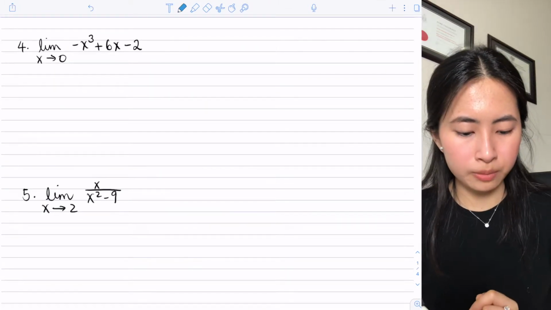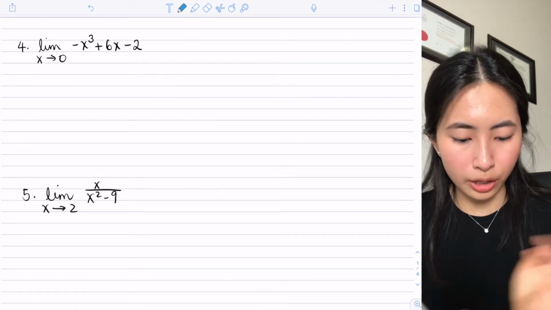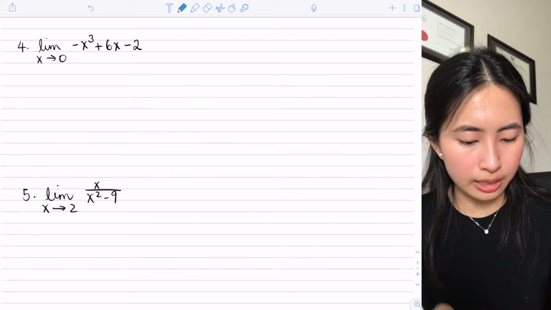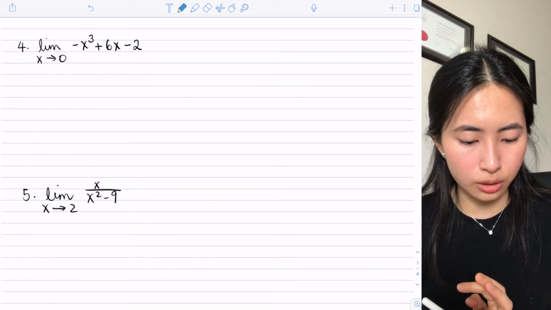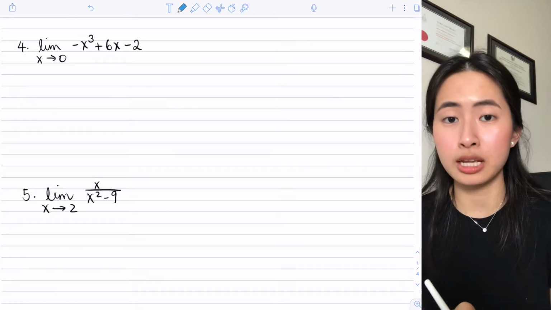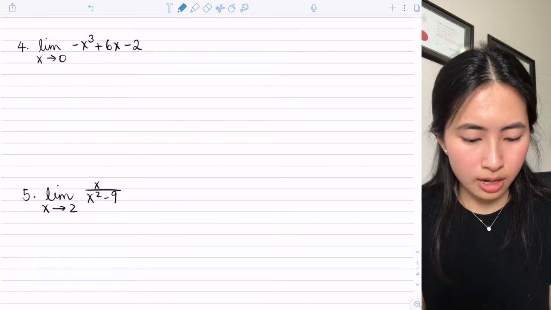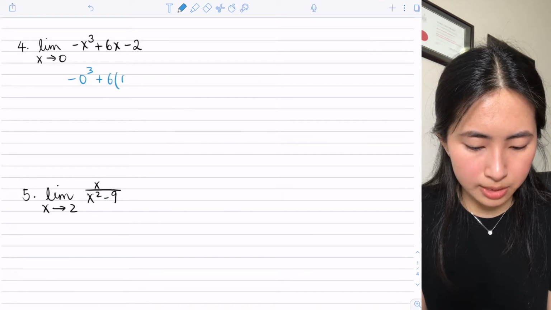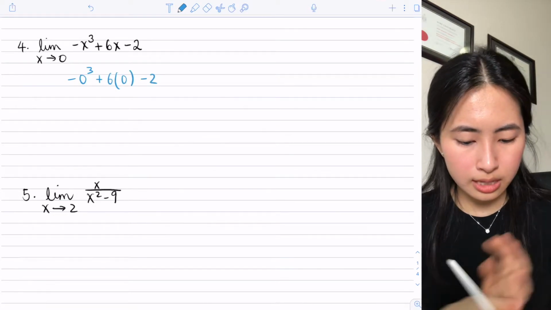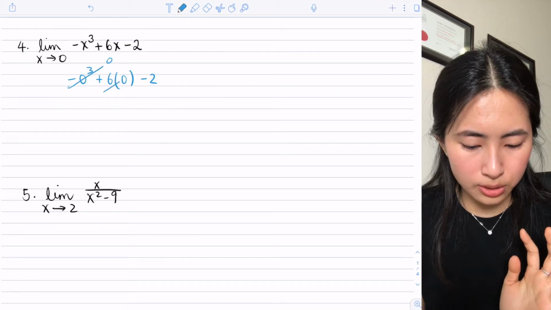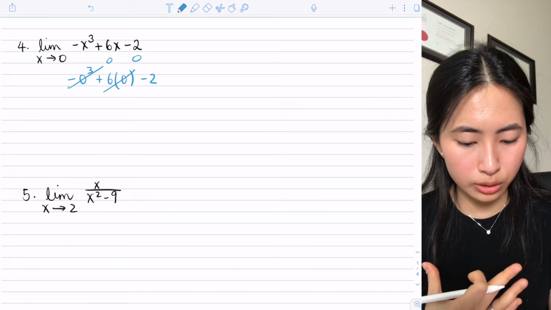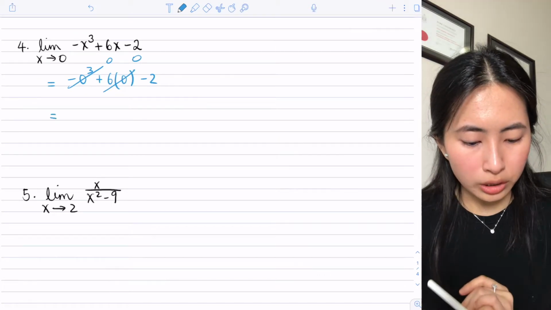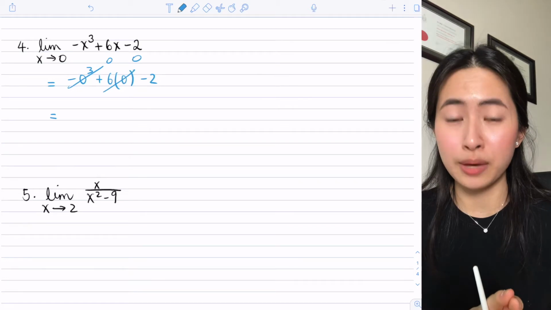Now, for number 4, you have a polynomial function, which is a cubic function, and you need to evaluate the limit when x approaches 0. So all you have to do is take 0, plug that into your x, and find the limit. So this is going to be negative 0 cubed plus 6 times 0 minus 2. As you can see, this is 0, this is also 0, and you're resulting to negative 2. Therefore, your limit when x approaches 0 is going to be negative 2.